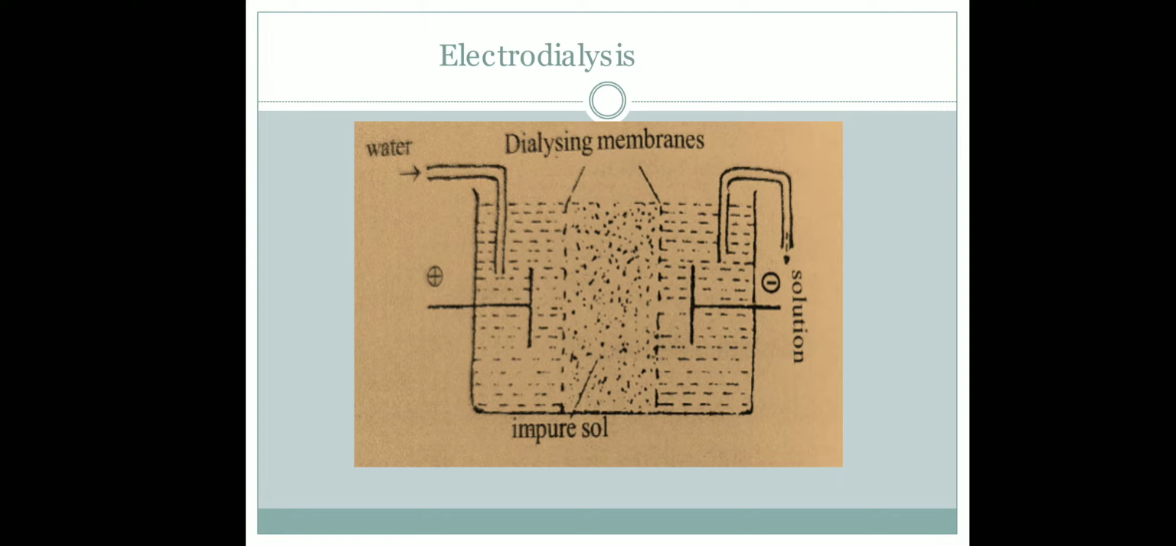Ordinary dialysis can be sped up by the application of an electric field if the substance is an electrolyte. This process is called electrodialysis. In this process, the impure colloidal solution is placed between two dialysing membranes, while pure water is placed in the outer compartment surrounding the colloidal solution. On passing electric current, the ionic impurities migrate out of the colloidal solution, that is, cations migrate towards the cathode and anions migrate towards the anode. For effective separation, a continuous supply of water should be maintained.